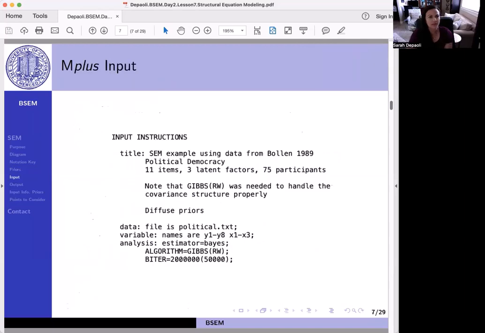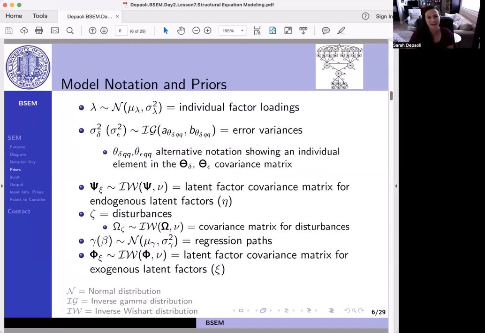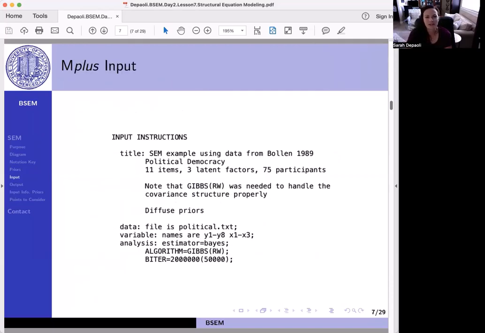So I'll say there's a lot of notation here, but just to try to keep it straight, we have loadings and regression paths. Those are normal. Any variances are inverse gamma, and then covariances are always inverse Wishart. All right, so here's the code.